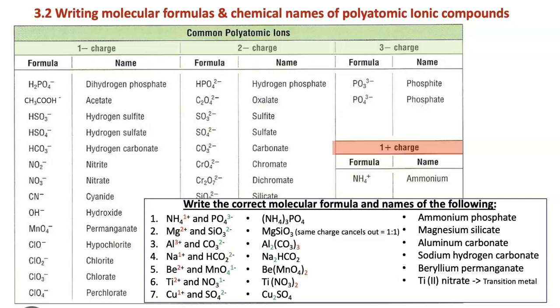titanium 2 nitrate. Don't confuse nitrate and nitrite. So nitrate has 3 oxygens and nitrite has 2 oxygens. By the way, any of these polyatomic ions with multiple oxygens are called oxyanions. They're always negatively charged ions. And then copper 1 sulfate.